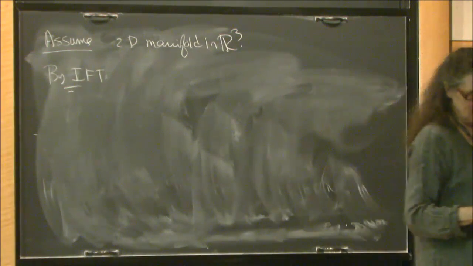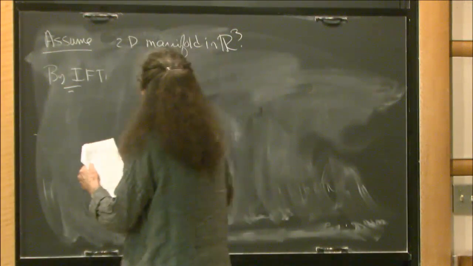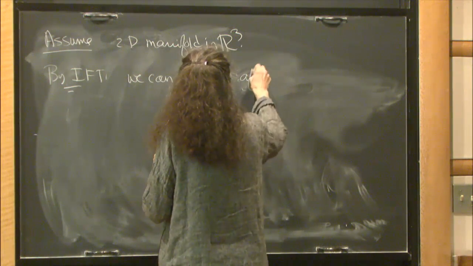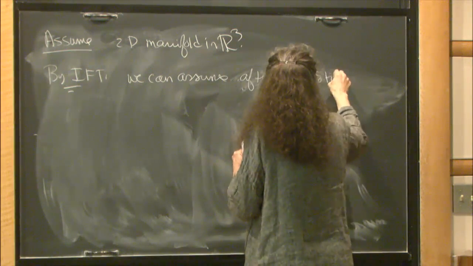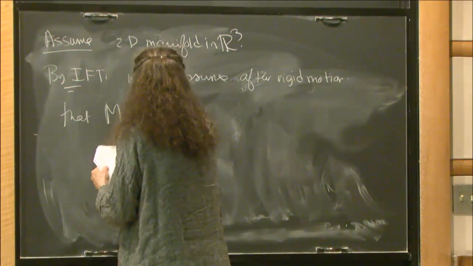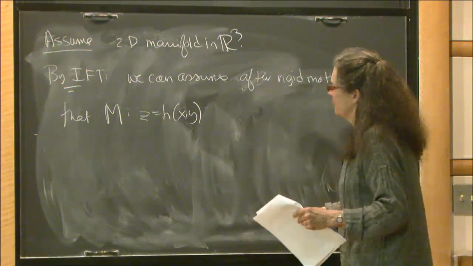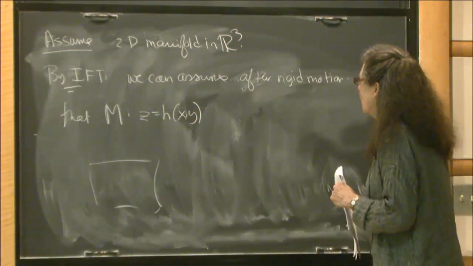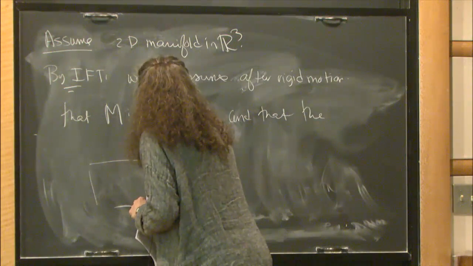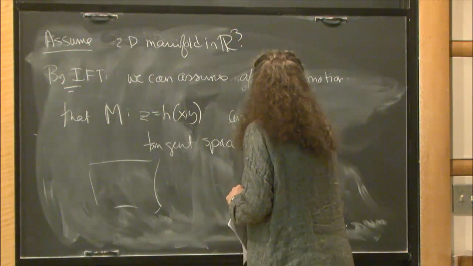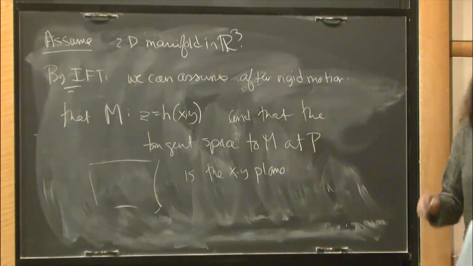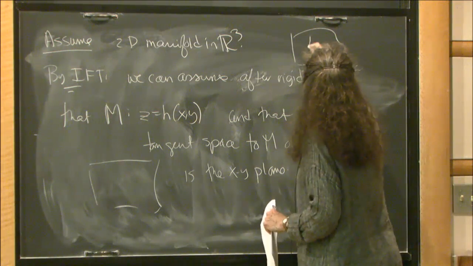And then by the implicit function theorem, which is a relative of the three theorems that I wrote up before, we can assume, after rigid motions, that the manifold is just given by an equation that looks like z equals h of x, y. So it's given by some height function, and the tangent space to M at P is the horizontal plane, the xy plane. I'm just going to rotate things around until the surface has this horizontal tangent plane.